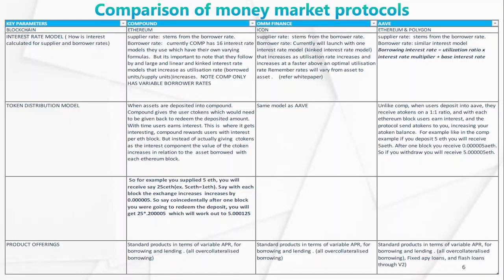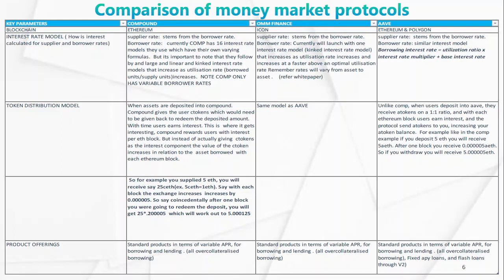So each time a block gets processed, so to speak, you receive more A tokens in return. Whilst in Compound, the initial value of the loan that you've given, the tokens that you've given, remains the same. It's just the value in relation to the asset that you've borrowed against or provided liquidity for changes in value. So I've just given an example here, so I hope you understand that.